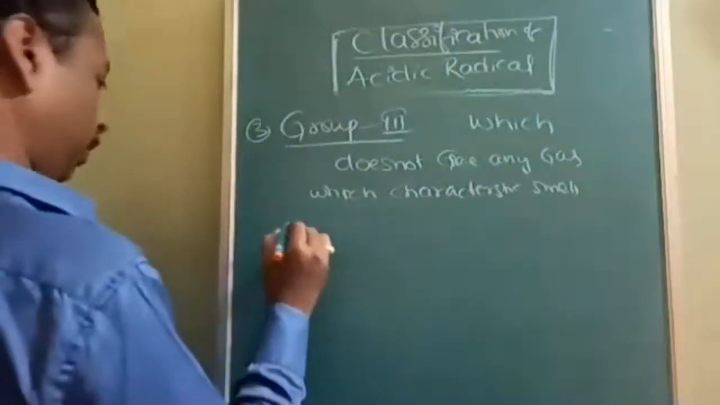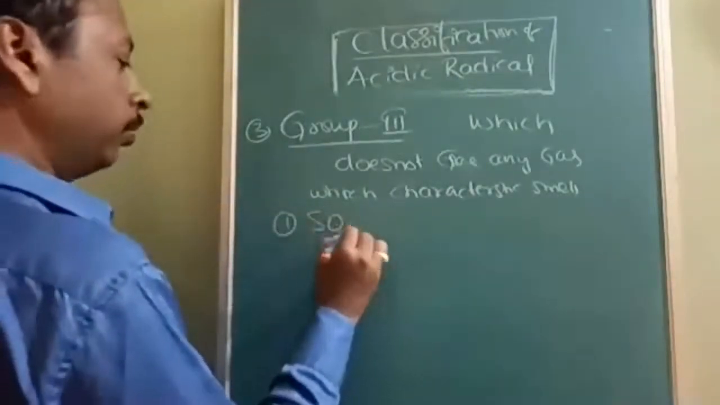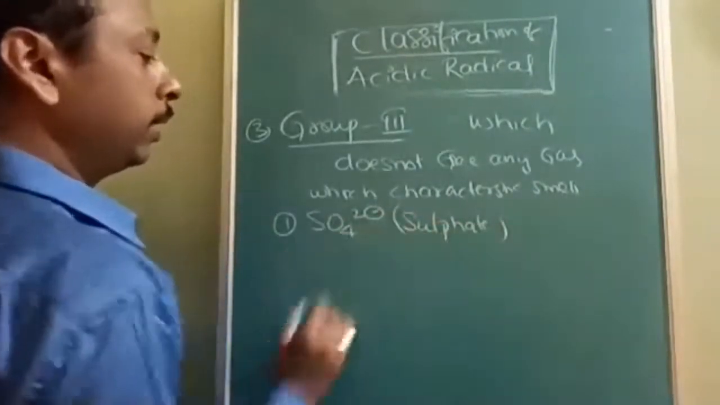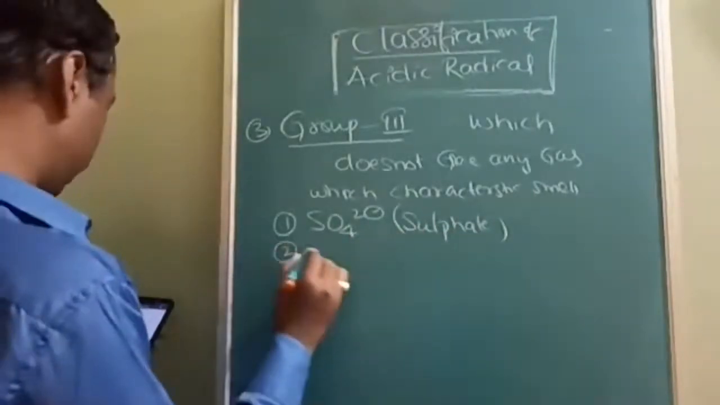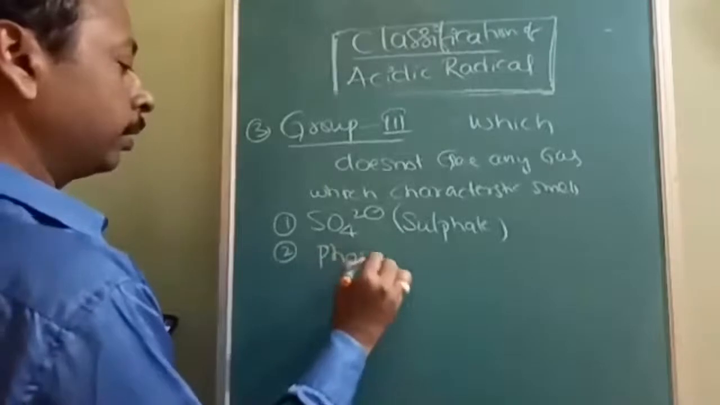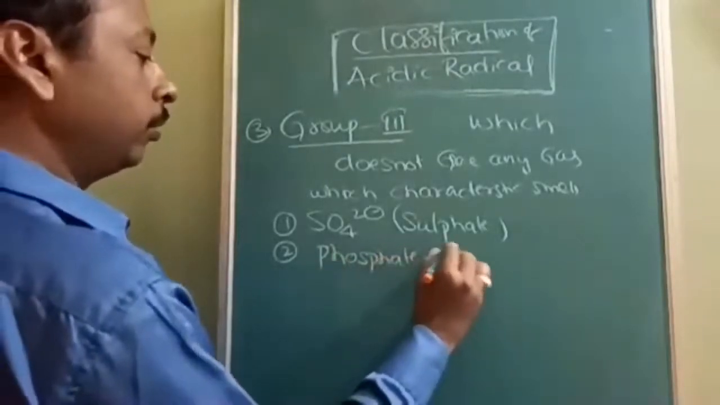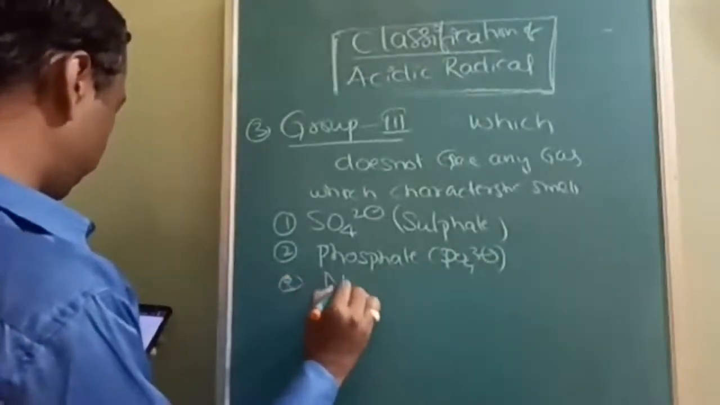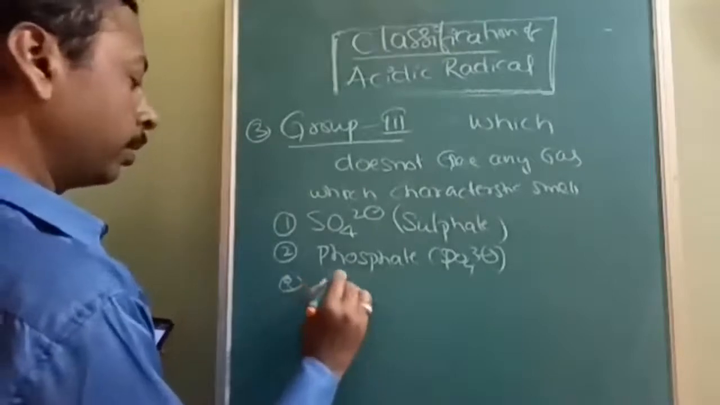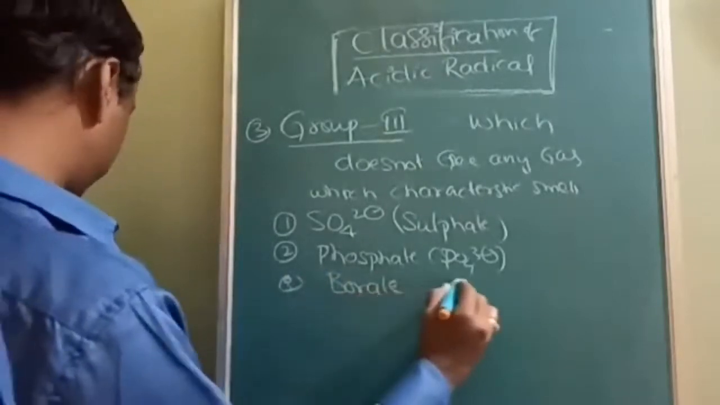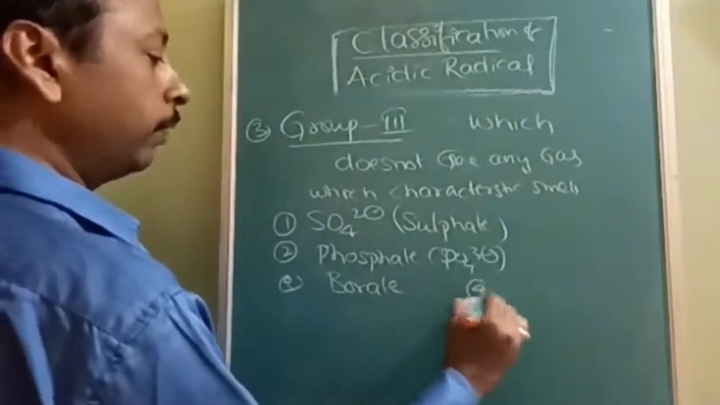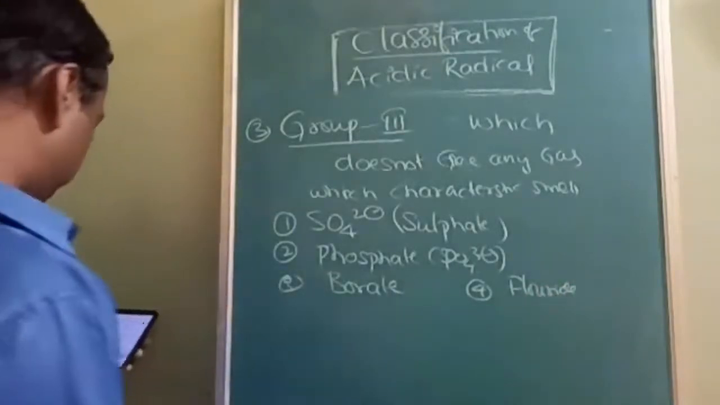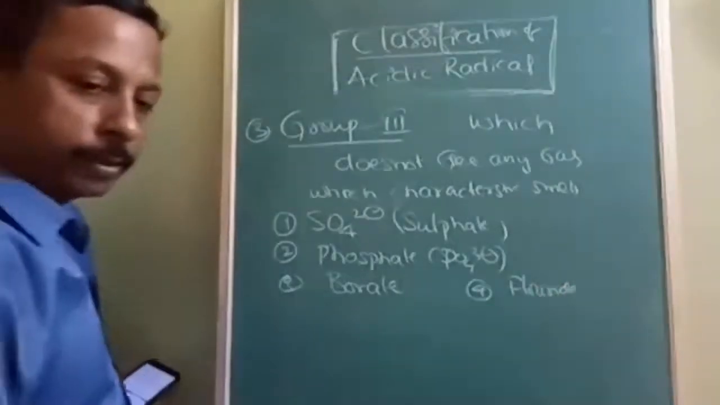Their examples are sulfate, SO4 2 minus. Sulfate, actually there is no other reagent which can change it into the gaseous state. Next one is phosphate, that is PO4 3 minus. Next one is borate. Next one is the only halogen we left, that comes here: fluoride. Is it understood? Make a note of it.